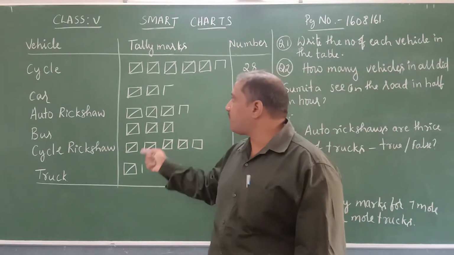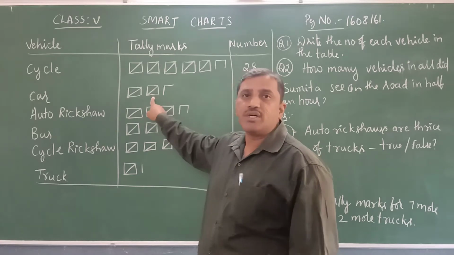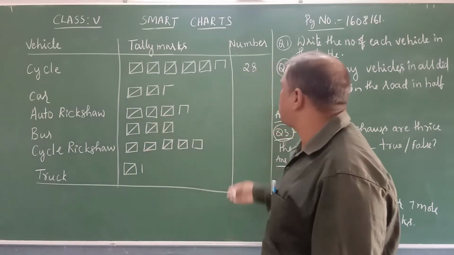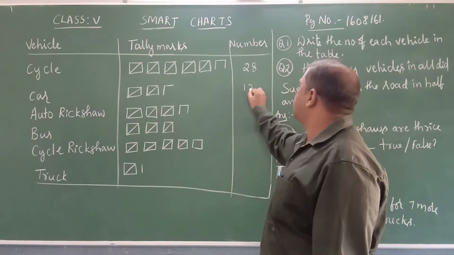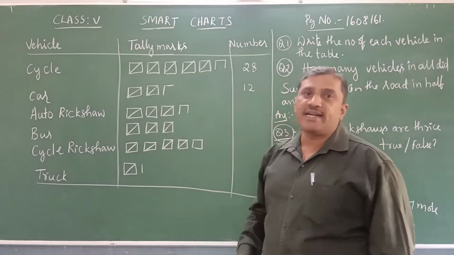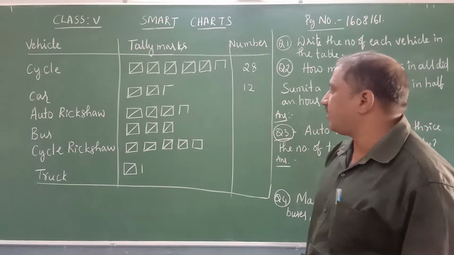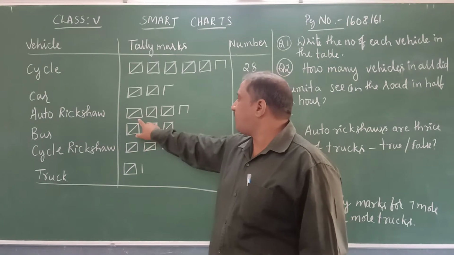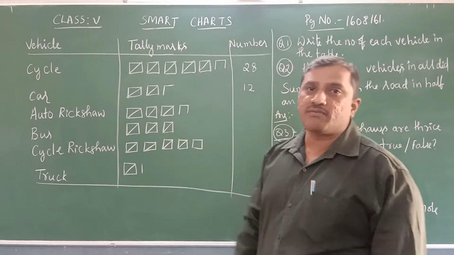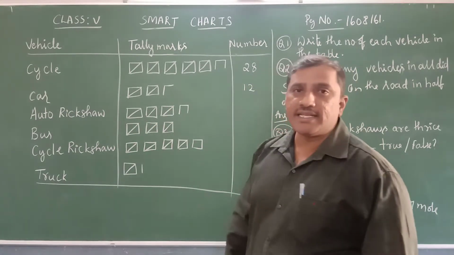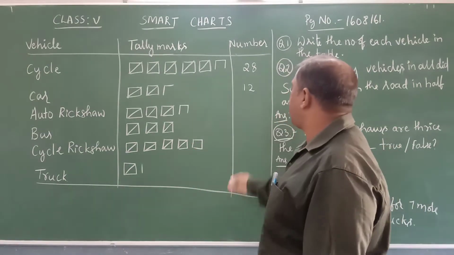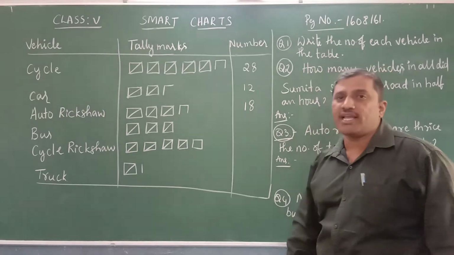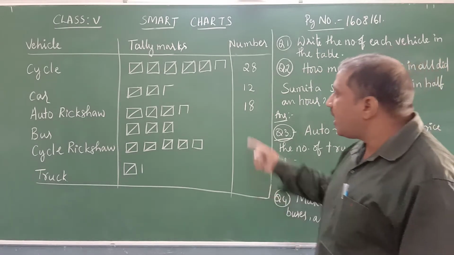Similarly, the number of cars: 1 and 2. 2 into 5 is 10, and 2 more extra. 10 plus 2 is 12. So a total of 12 cars she identified on the road in half an hour. Next, auto rickshaws. Count 1, 2, 3. Three completely filled boxes. 3 into 5 is 15 plus 3. It is 18. 18 auto rickshaws she identified on the road.